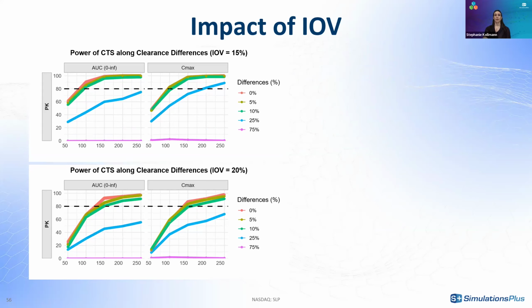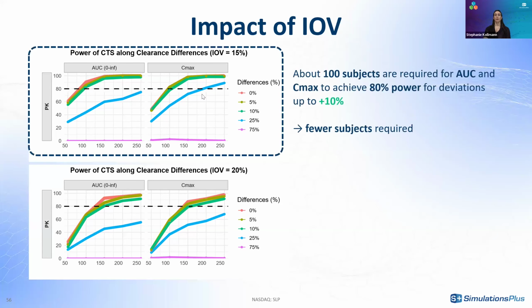Here we repeated the clearance simulations with a lower interoccasion variability of 15%. So as you can see, both AUC and Cmax achieve 80% power threshold with fewer subjects, around 100 compared to roughly 150 to 200 subjects before, when IOV was 20%.